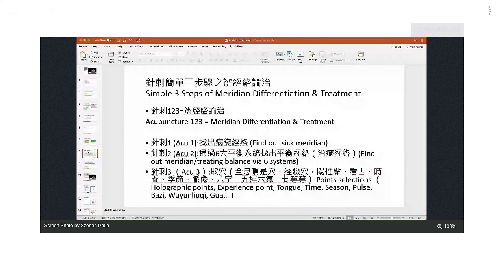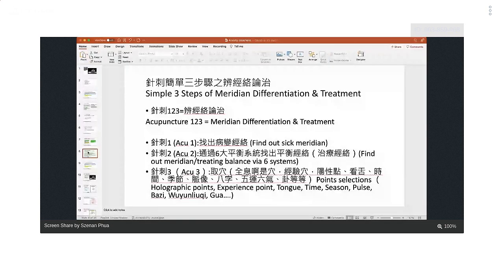Now, we use acupuncture 1, 2, 3. In acupuncture 1, we find out the sick meridian. In acupuncture 2, we find out the treating meridian through the six systems. In acupuncture 3, we select the points. I'm going to show you one of the case studies that I've treated, and show you what strategy we may use for this kind of case.